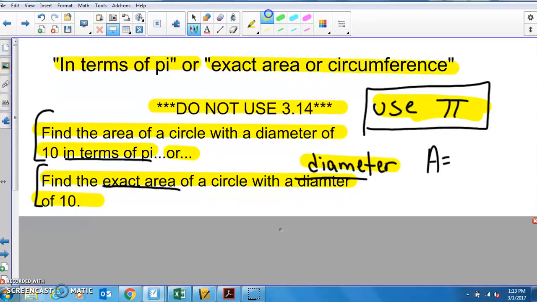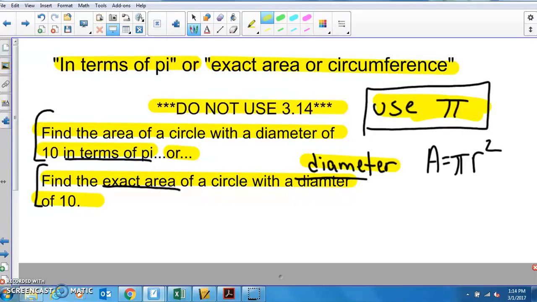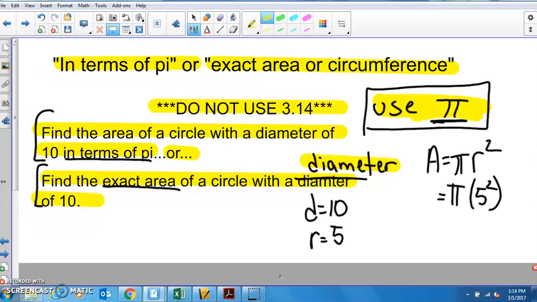The way that we're going to do this is we're going to find the area. I'm going to use the formula pi r squared. Instead of substituting 3.14, we're just going to use the symbol pi. So I'm going to leave the pi symbol in the problem. All right, we know it has a diameter of 10. So if we have a diameter of 10, we know the radius would be half of that, which would be 5. So our radius is 5, and we're going to square it. And that gives us 25 when we square it.